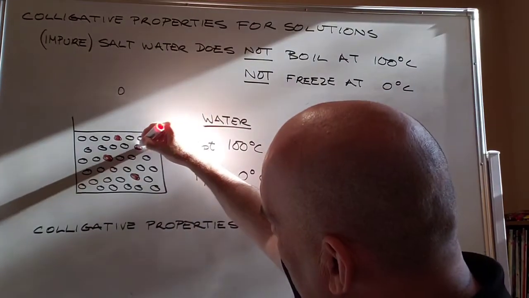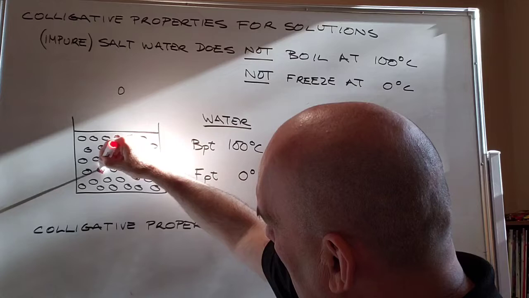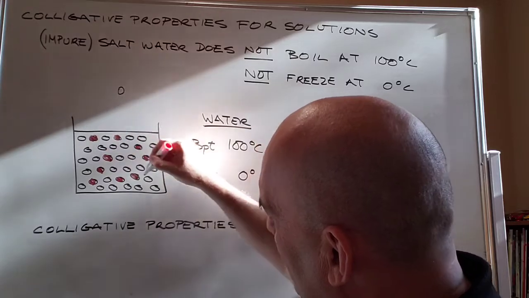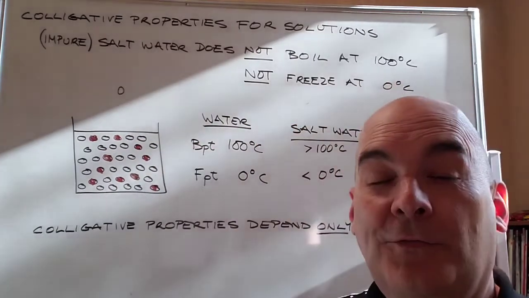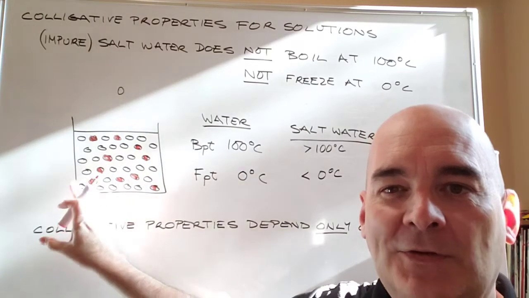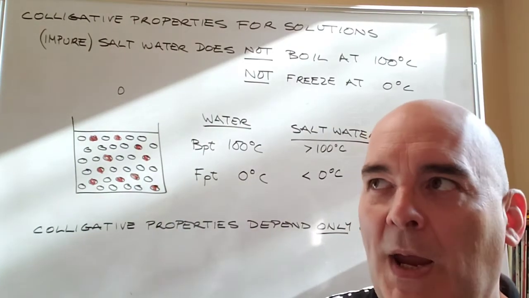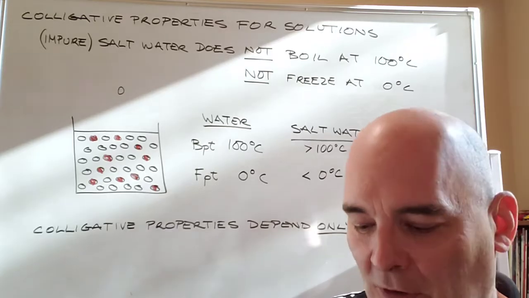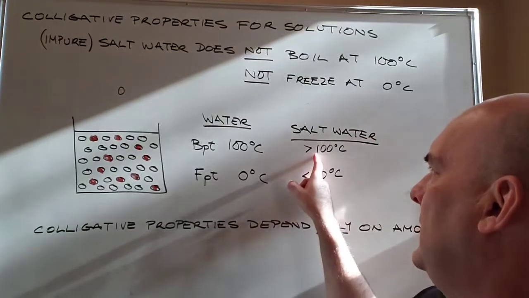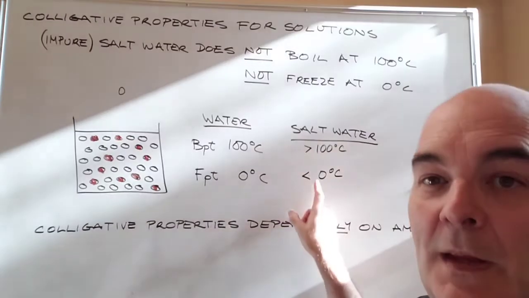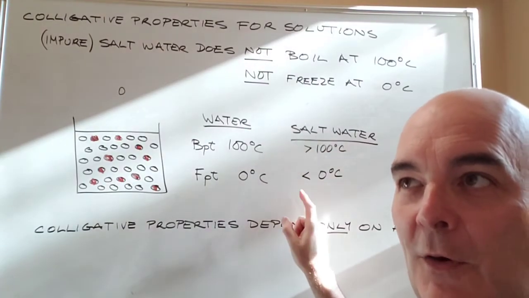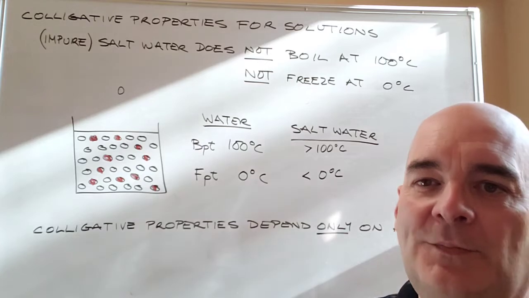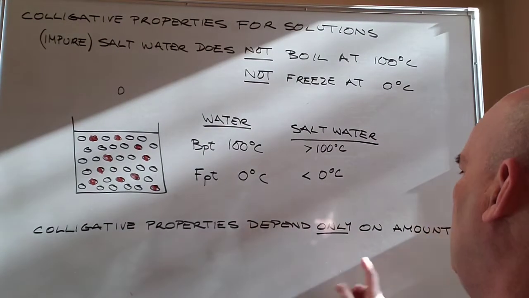But if I added more salt, I would expect my iced over driveway to unfreeze. So the effect that you get by adding an impurity depends only on the amount of impurity that you add. So if I add more salt to salt water, then I make its boiling point get higher and I make its freezing point get lower, and it depends only on how much I add. Colligative properties depend only on amount.